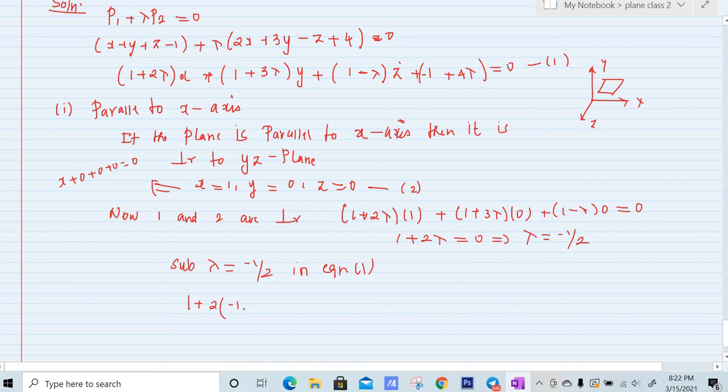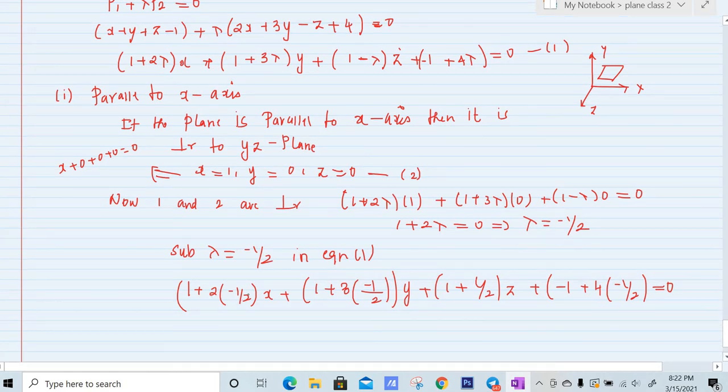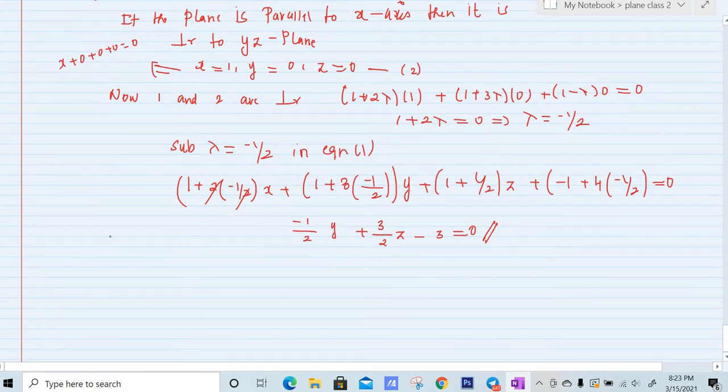So 1 plus 2 into minus 1 by 2 into x, 1 plus 3 into minus 1 by 2 into y, 1 plus 1 by 2 into z, minus 1 plus 4 into minus 1 by 2 is equal to 0. Now I think you can simplify this, right? The 2 gets cancelled. This x term will vanish. For the y term we will have 1 minus 3 by 2, so it will be minus 1 by 2 y. This will be plus 3 by 2 z. And this will be minus 1 minus 2, minus 3. So this is the equation of plane, right? We can also multiply by minus.